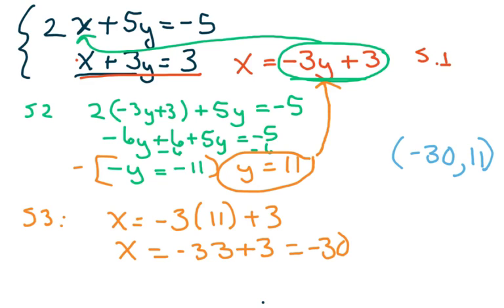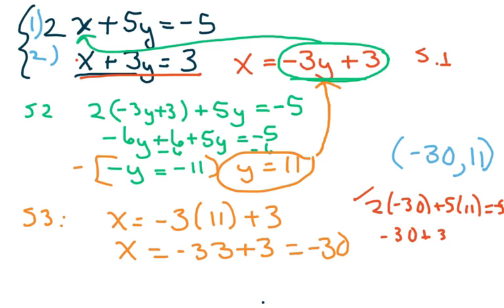And then what you want to do is check by plugging into equation 1, your original, when you check. Basically we're just going to say 2 times negative 30 plus 5 times 11. Does that equal negative 5? And I can't squeeze it in there, but yes, it does. And then we're going to say is negative 30 plus 3 times 11. Does that equal 3? And yes, it does.